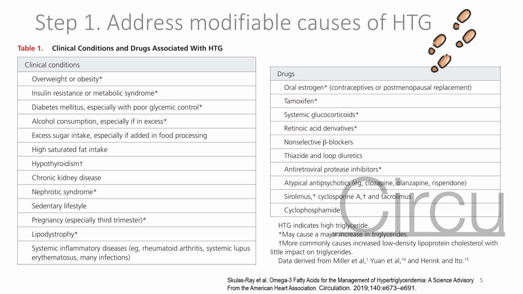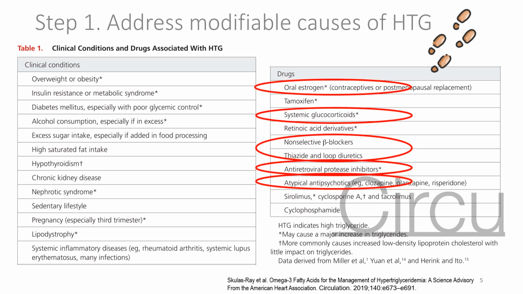People with hypothyroidism, chronic kidney disease, nephrotic syndrome that's also associated with kidney disease, a sedentary lifestyle, sometimes even pregnancy, and people with lipodystrophy, commonly those who have, say, HIV-induced problems like that. So these are clinical conditions that we can potentially try to work on. However, if they're on drugs that cause this problem, then we think about how we can minimize the doses of these drugs or switch them to something else.